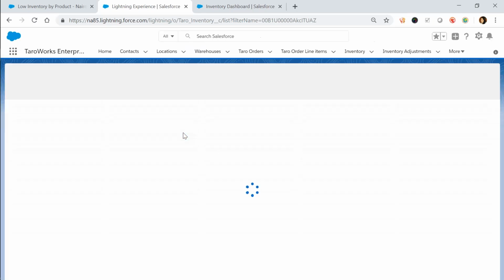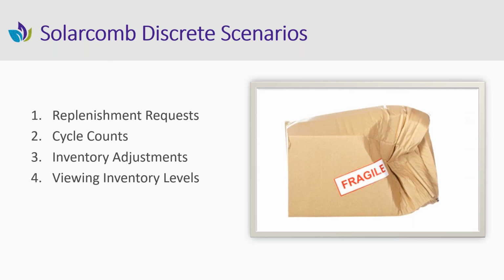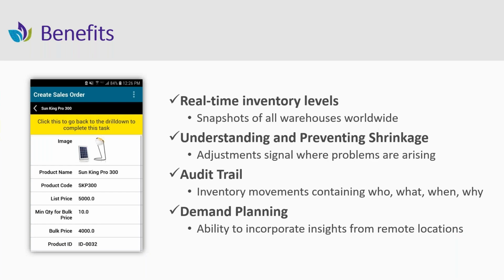Okay. So I think that covers it, and we've seen examples of viewing inventory levels already in TaroWorks. So those are just some additional tools that you have available to you. You have your planned movements, and then you have these other tools to make sure that your inventory levels are remaining accurate at the warehouse.